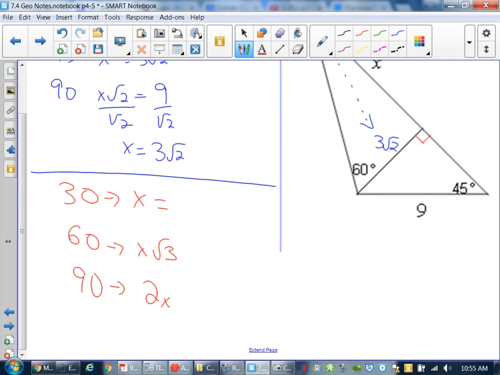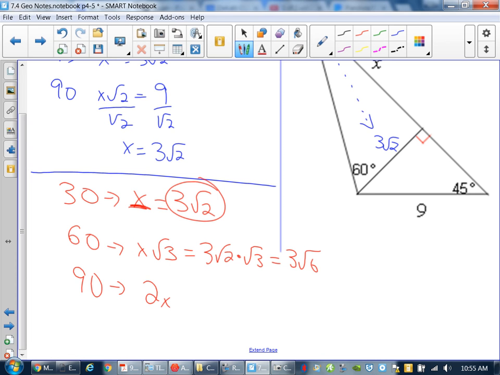Here I now know that the x value is 3 root 2. I need to figure out what's opposite which angle. It's 60. So now all I have to do is take this value of x, because that's what it says it is, and I write 3 root 2 times root 3, and I get 3 root 6. And that's now what's opposite my 60.